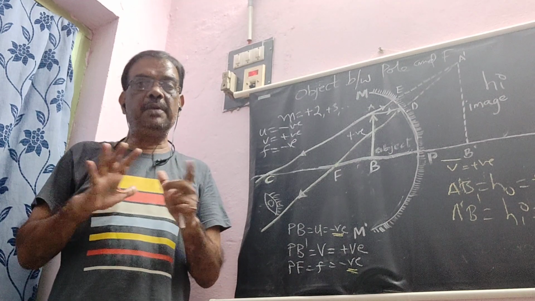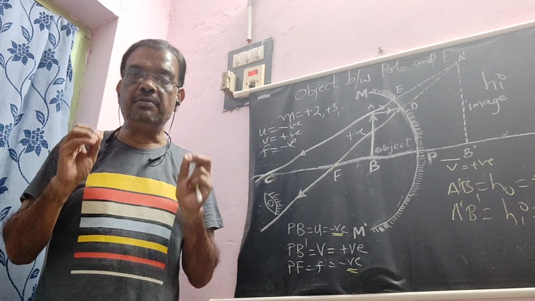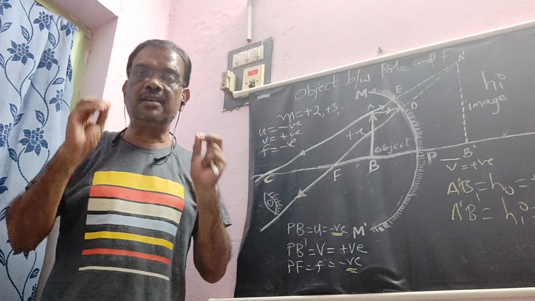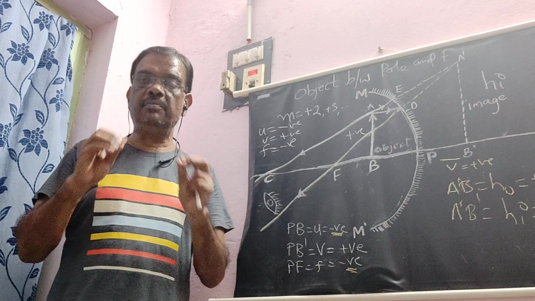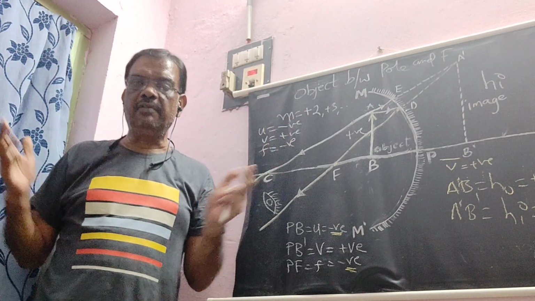So these are the applications of the concave mirror when the object is between pole and focus. Object distance is less than focal length. Nature of the image is virtual and erect. Size of the image is magnified.